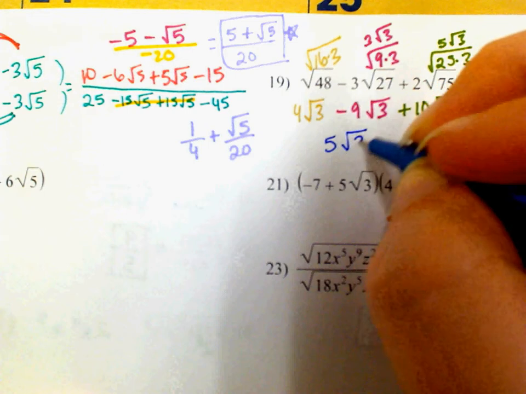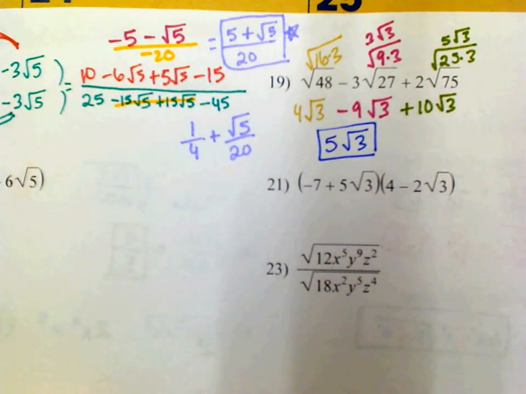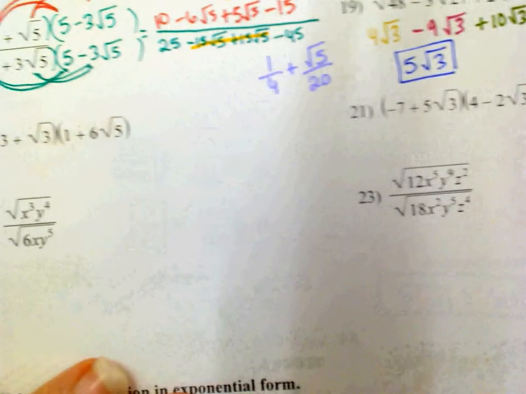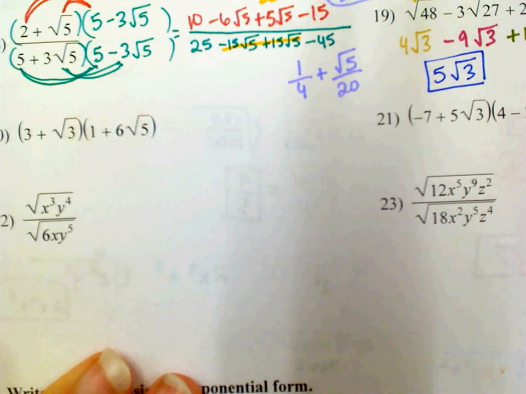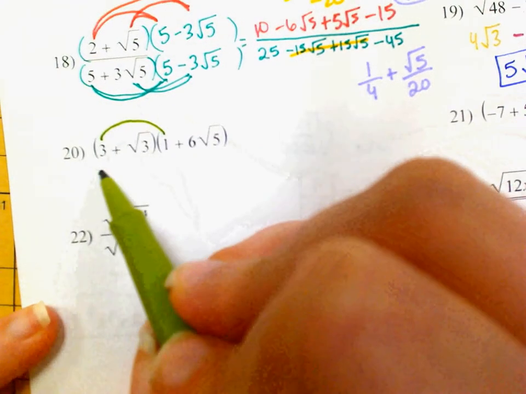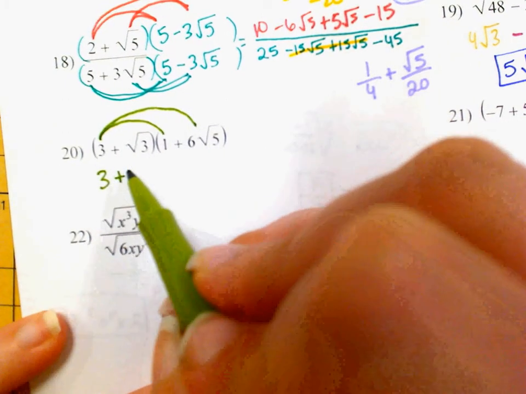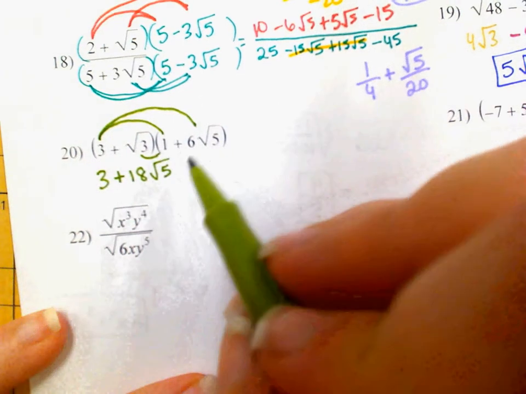On 20, we're just multiplying, 20 and 21. So let's just start distributing. I've got 3 times 1, which is 3. 3 times 6 square roots of 5 is 18 square roots of 5. Square root of 3 times 1 is just square root of 3. And square root of 3 times 6 square roots of 5 is 6 square roots of 15.